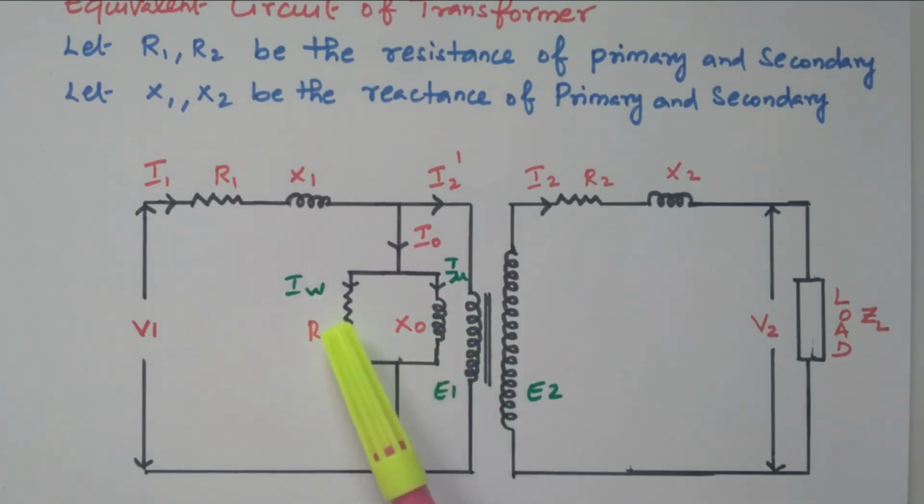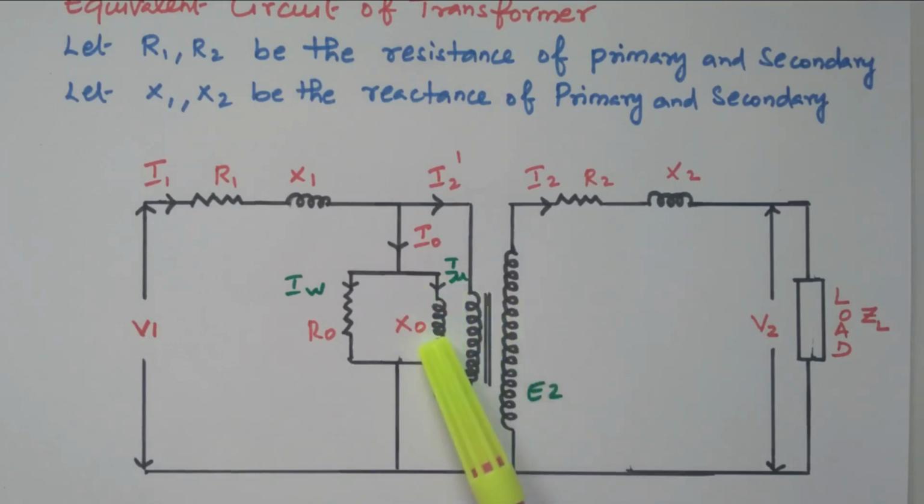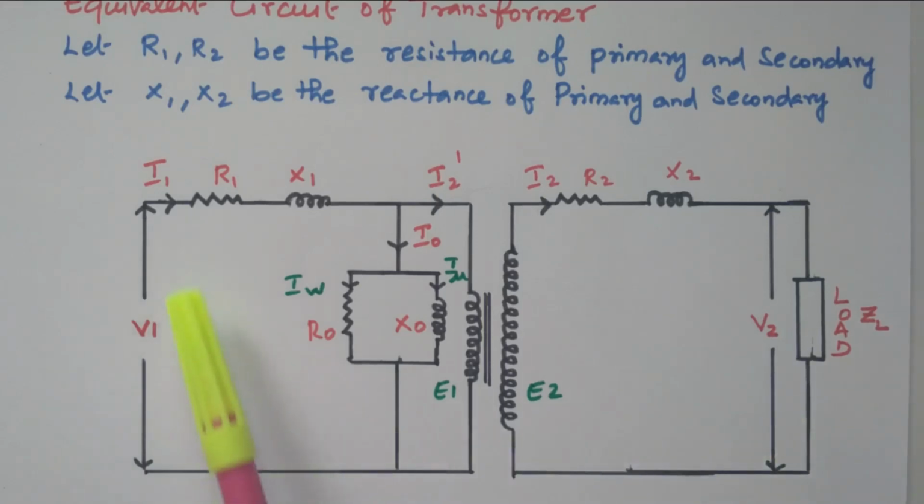Right. So the IW is the current flowing through R0, that is called the active or iron loss component. This I mu is the magnetizing current flowing through the X0. This X0 R0 represents the no load condition. It is responsible for magnetizing the primary winding when the secondary is not loaded. When the secondary is loaded, what will happen? The secondary current will flow through the secondary winding, so that current also flows through the primary winding. It's called I2 dash.